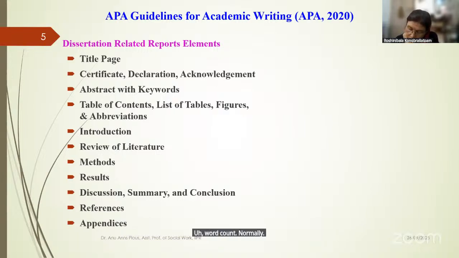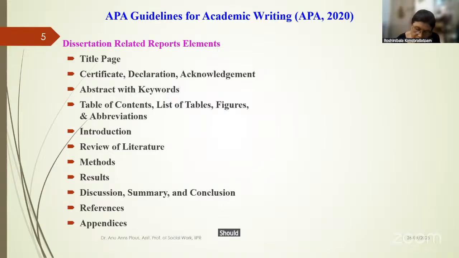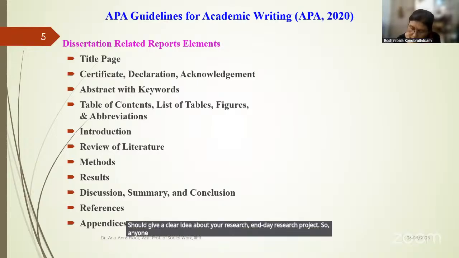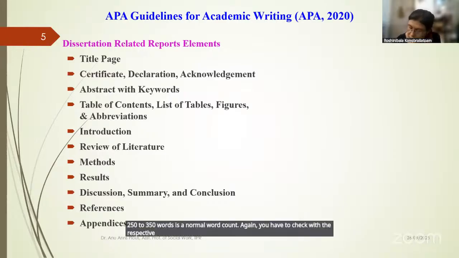Normally, it is 250 to 350 words as a word count for the abstract, with 5 to 8 keywords. And this abstract should give a clear idea about your entire research project. So anyone who is reading your report should be able to understand what you have done by reading one paragraph. So 250 to 350 words is a normal word count. Again, you have to check the respective university guidelines for that.